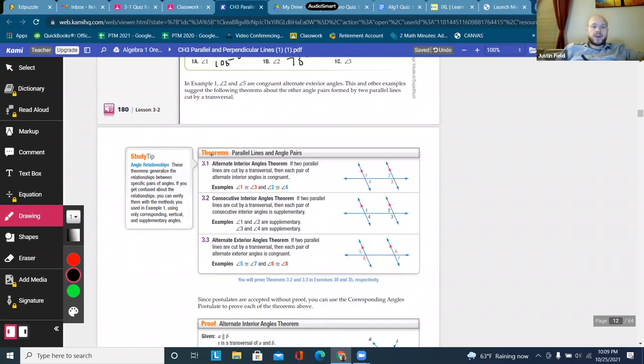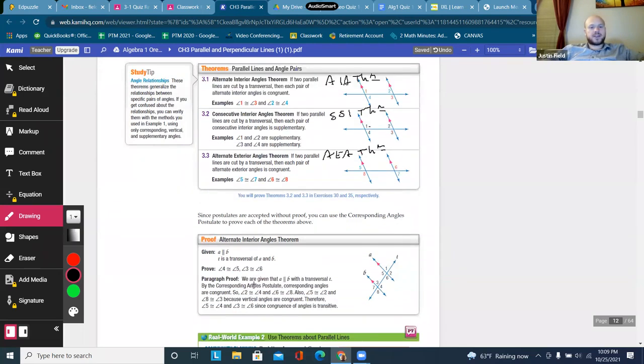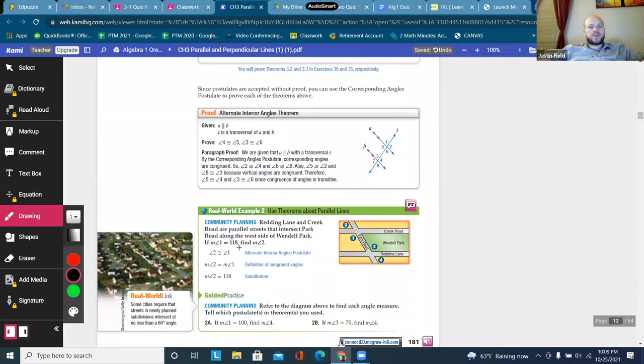But we also have the AIA theorem, the alternate interior angle theorem. So the alternate interior angles are congruent. I call this the SSI theorem, consecutive interior angles: the consecutive interior angles are supplementary. Then the AEA theorem, alternate exterior angles. I don't know why they don't have it, but the same side exterior angles, SSEs, are also supplementary.